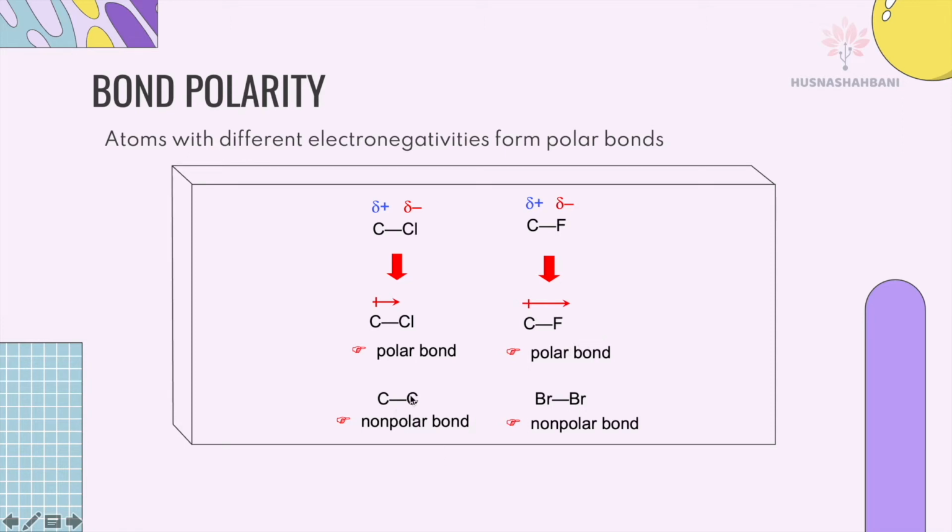If the electronegativity of two atoms which are bonded together is the same, the bond is a nonpolar bond. For example, C bonded to C, nonpolar bond. Bromine bonded to bromine, nonpolar bond.